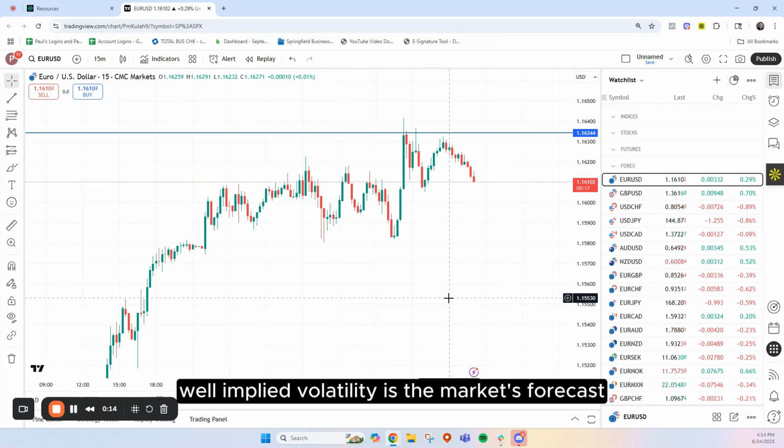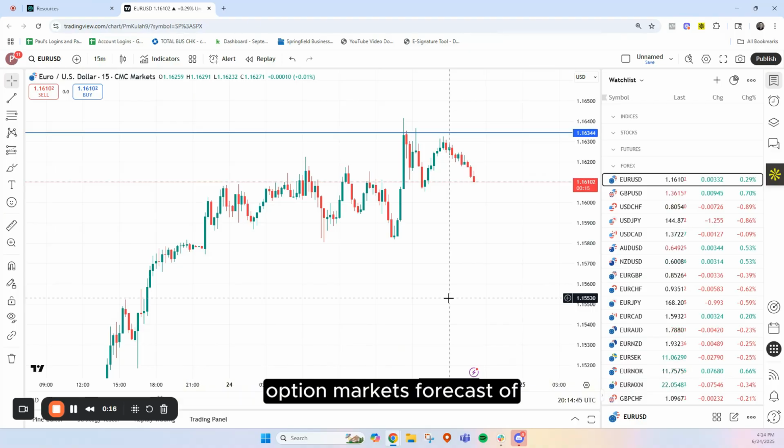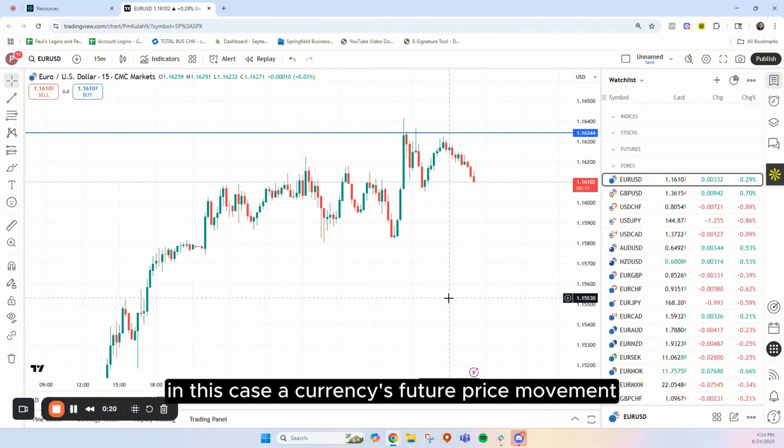Well, implied volatility is the options market's forecast of, in this case, a currency's future price movement over a specific period of time, right? So it's what the options market is saying is going to be the up and down movement for tomorrow or the next day, because the levels come out the night before.